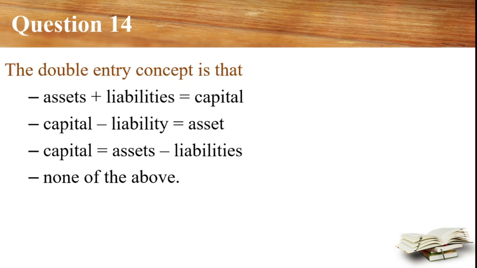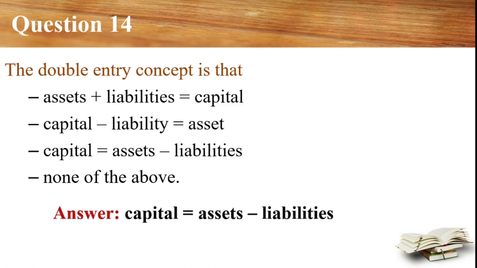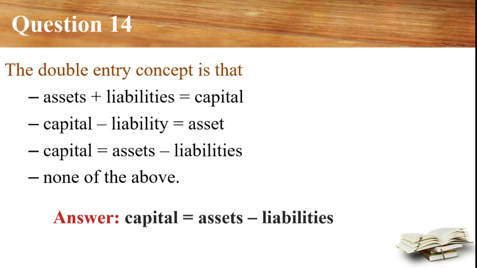14th question. The double entry concept is that: assets plus liability is equal to capital, capital minus liability equal to assets, capital equal to assets minus liabilities, and none of the above. And the answer is capital equal to assets minus liabilities, or assets equal to capital plus liabilities.